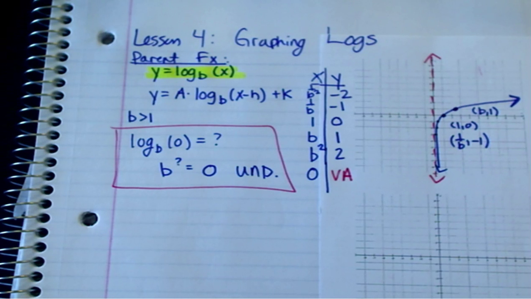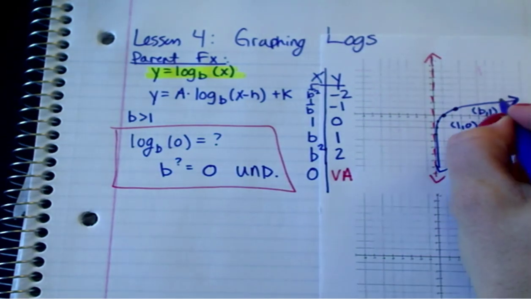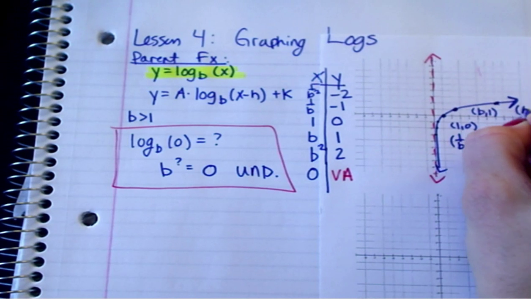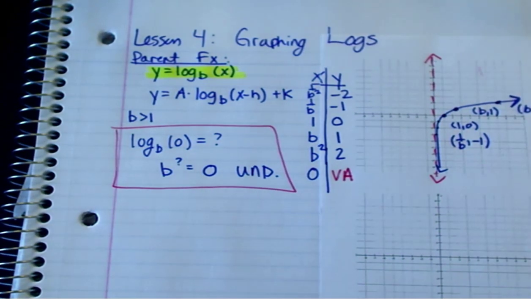So this is not an asymptote. Notice I did not put a horizontal asymptote. It just grows really slowly. And so this next point over here would be b squared, 2. And so it depends upon what the base is, how fast that arrow goes up. But it does go up.